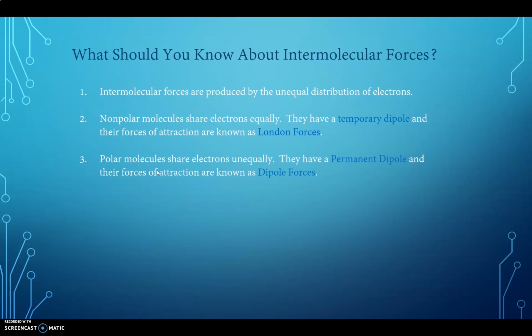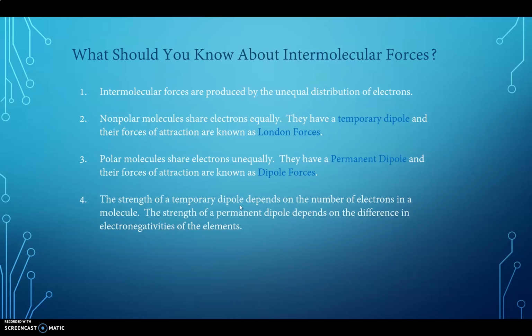In a polar molecule, the electrons are always shared unequally because the atoms have different electronegativities. So these molecules have a permanent dipole, and as we said earlier, their forces of attraction are known as dipole forces, or sometimes they're referred to as dipole-dipole forces.